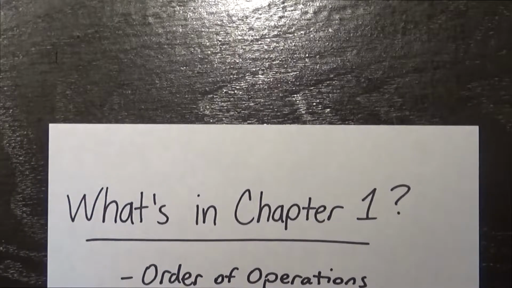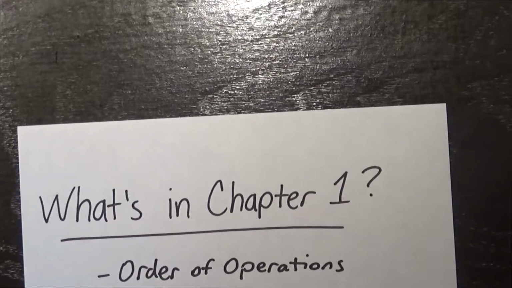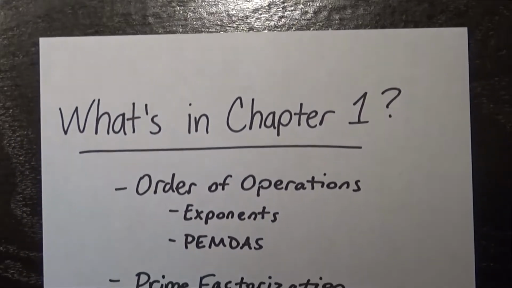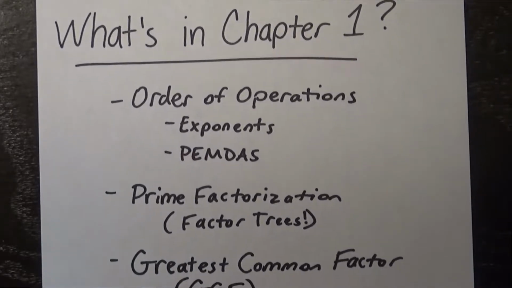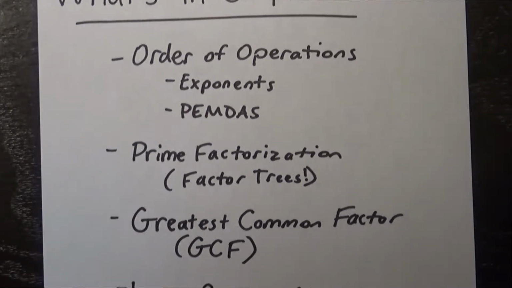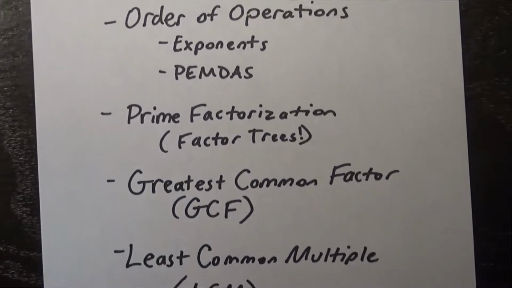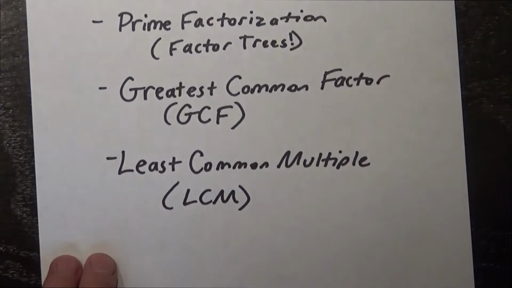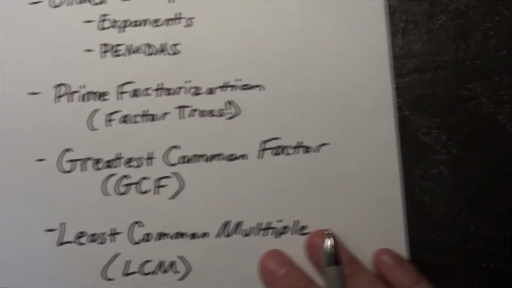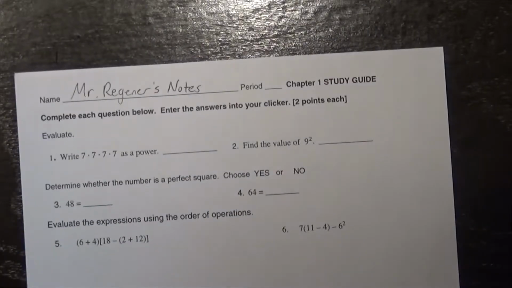So far we've learned about the order of operations, we've learned about exponents, think about PEMDAS, prime factorization and all those factor trees, the greatest common factor or GCF, and of course least common multiple. So these are the main things to know about Chapter 1, and one of the greatest tools that we have would be our study guide.